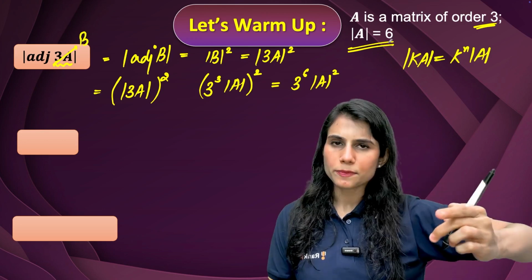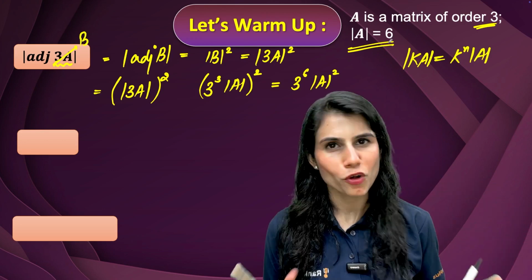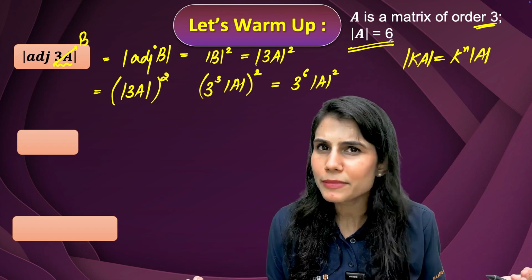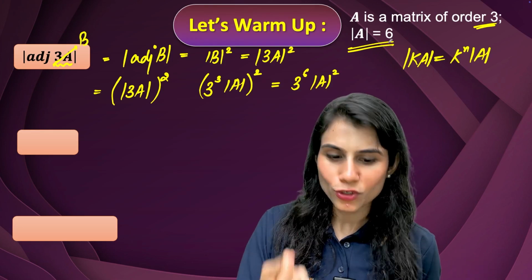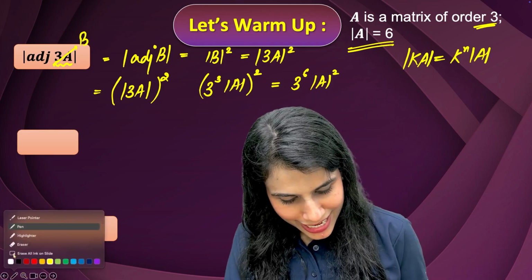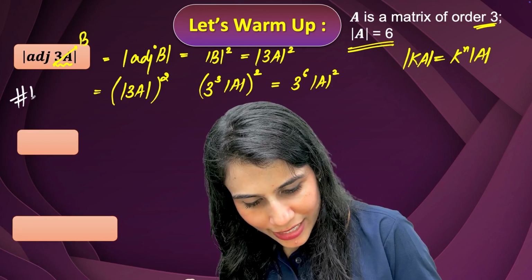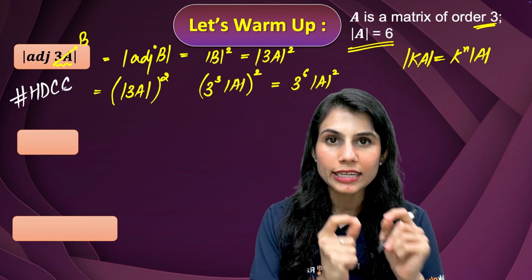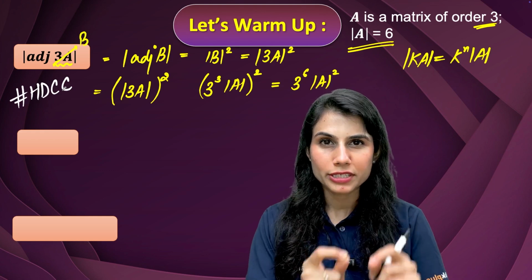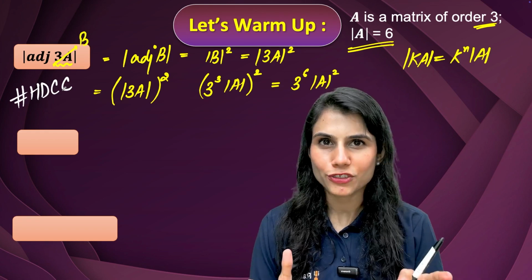So, 6 you can substitute in place of determinant of A and bam, you've got your answer. Easy peasy lemon squeezy. Yes or no? Whenever we are able to crack any question, we are going to write hashtag HDCC. High definition crystal clear. High definition crystal clear. So, this question, hashtag HDCC.